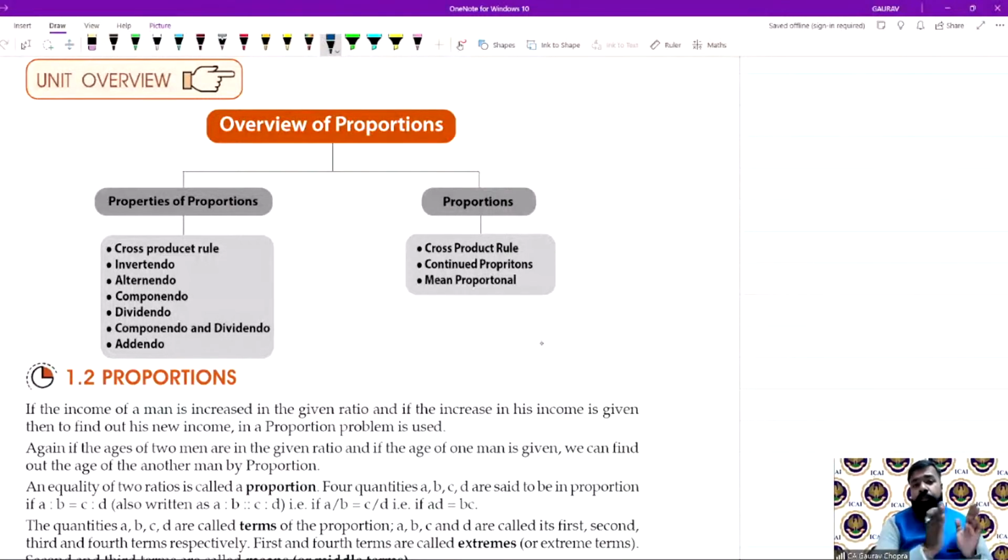In the previous session we had completed our first topic, that was ratio, and in today's class we are beginning with proportion. So let's see who all are live with us now.